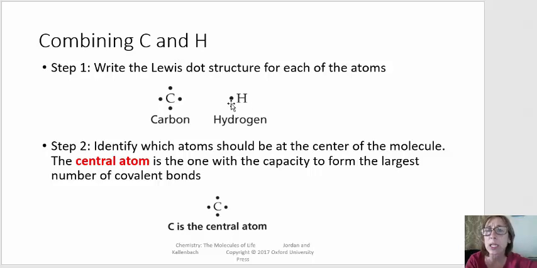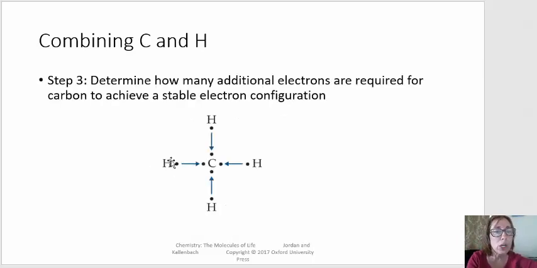So we look at hydrogen, it only has 1 electron. It can only ever form 1 bond. Hydrogen will never, ever be the central atom because it can only form 1 bond. Carbon, on the other hand, has 4 unpaired electrons, and each one of those unpaired electrons wants to be paired. So carbon has the capacity to form 4 bonds. So however many unpaired electrons you have at this phase, that's how many bonds you can form.